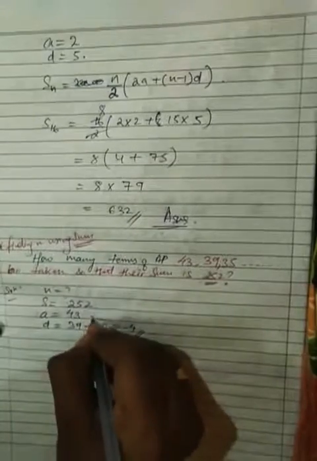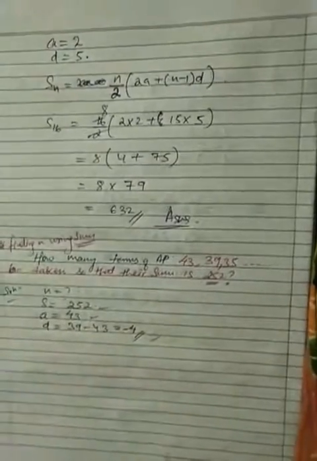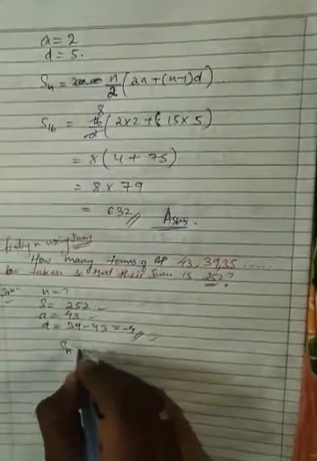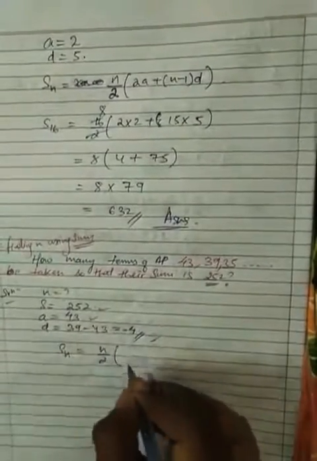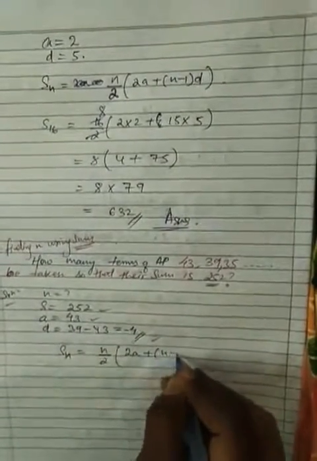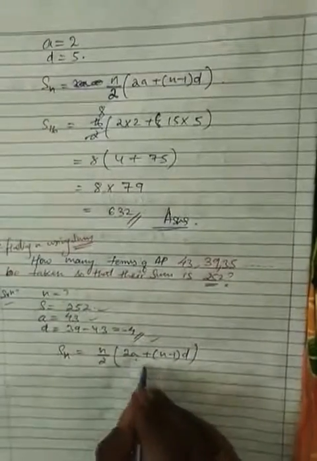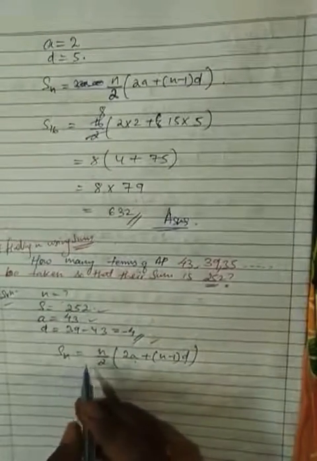Clear? So we know a, sum and d. We apply the sum formula to get the value of n. The Sn formula we know is n by 2 bracket 2a plus n minus 1 into d. So we know the a value, the d value and the S value.